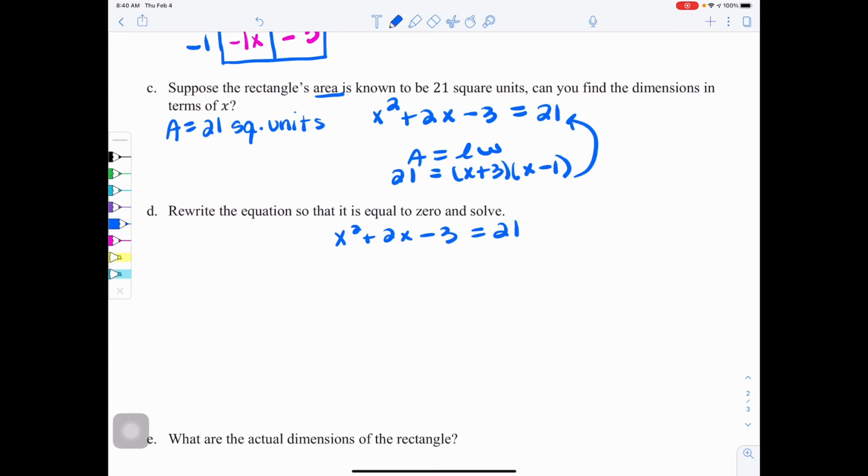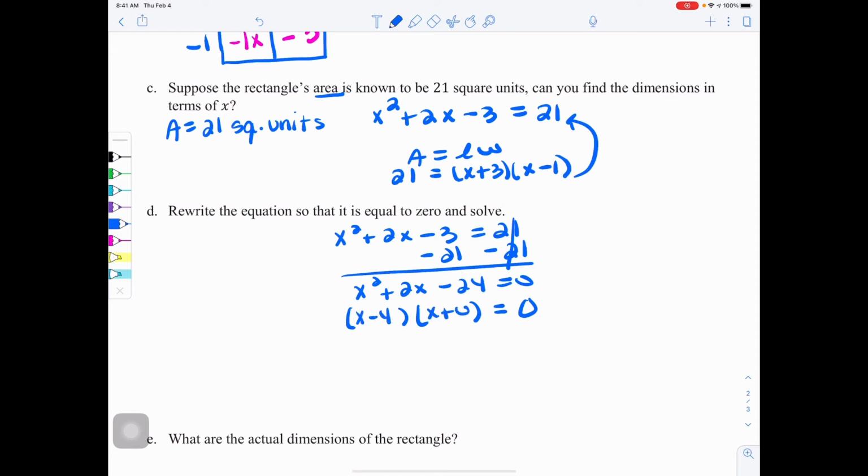So we have to move the 21 to the other side by subtracting it. So we get x squared plus 2x minus 24 equals 0. Now we can take that trinomial and factor it and set it equal to 0, because now we know from our investigations earlier that as long as one of the factors is equal to 0, the whole entire thing will be equal to 0. So I need the factor pairs of negative 24 that are going to add up to 2. That happens to be negative 4 and positive 6. So x minus 4 and x plus 6.